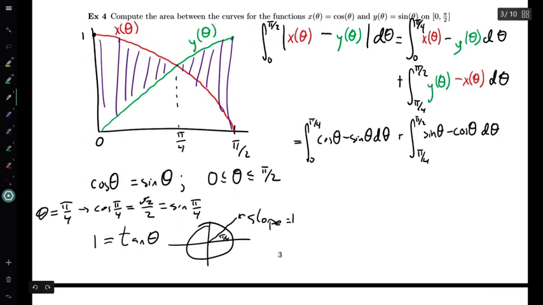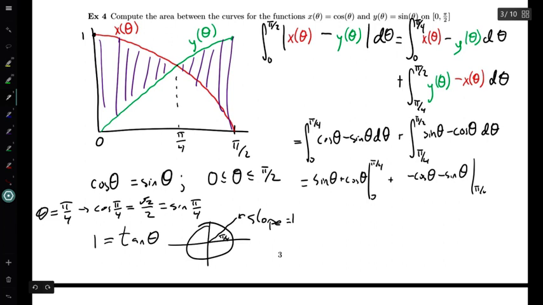So now we can antiderive and do these computations. We know that the integral of cosine is sine. We know that the integral of minus sine is positive cosine. We're evaluating from 0 to pi over 4. Plus, now we need to integrate sine, and the integral of sine is minus cosine. The integral of minus cosine is minus sine. And this time we're evaluating from pi over 4 to pi over 2.